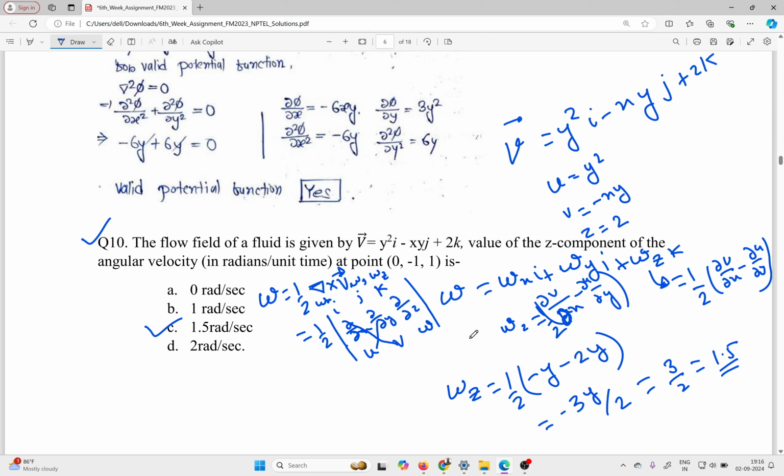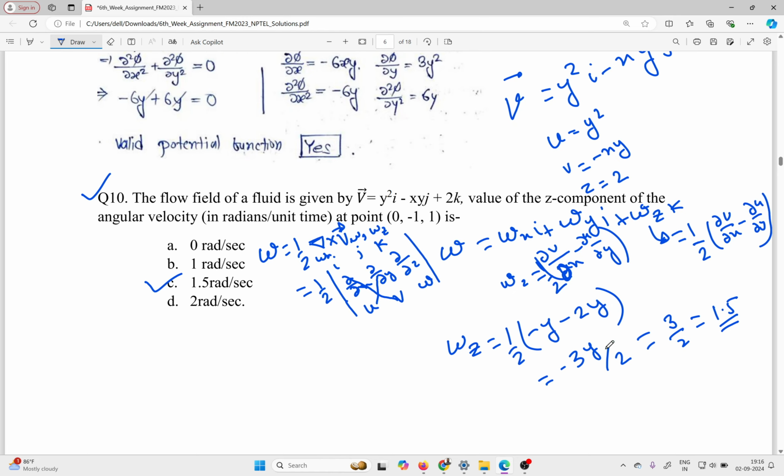Now we'll move ahead to the next question. Next question is: if someone wants to calculate your wy, how will we calculate? Wy is nothing but the j component. So how? Wx, that is your w minus wx minus this one, del u by del z.